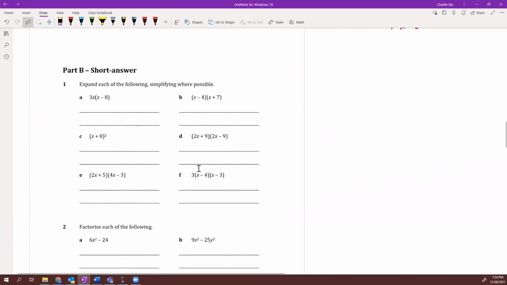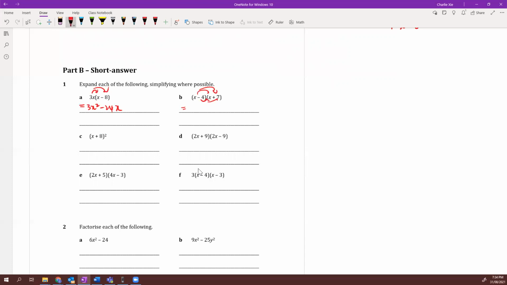Okay, short answer. Expand each of the following, simplify where possible. When you're expanding brackets, you're just applying the distributive law. 3x times x, 3x squared, 3x times minus 8, minus 24x. All right, next one. Distributive law. X times x, x squared. Oops.